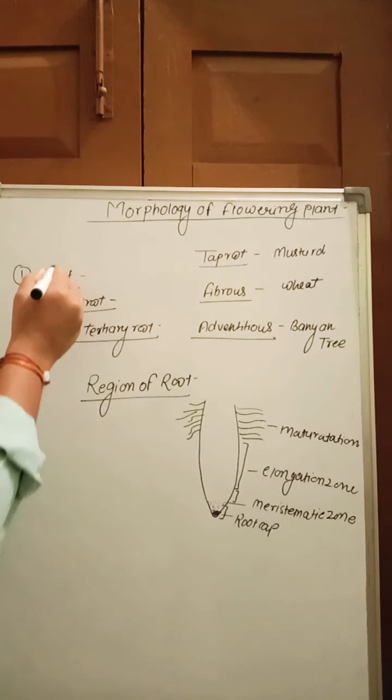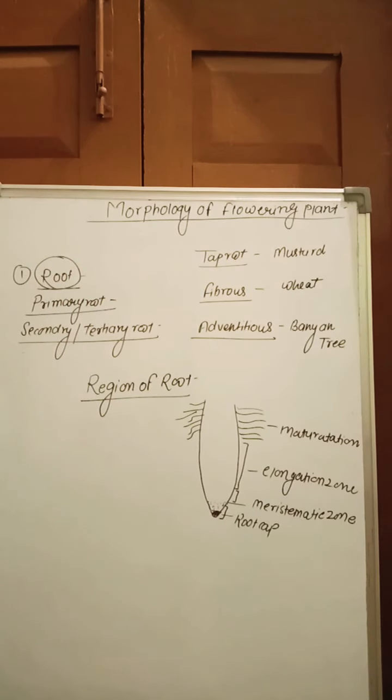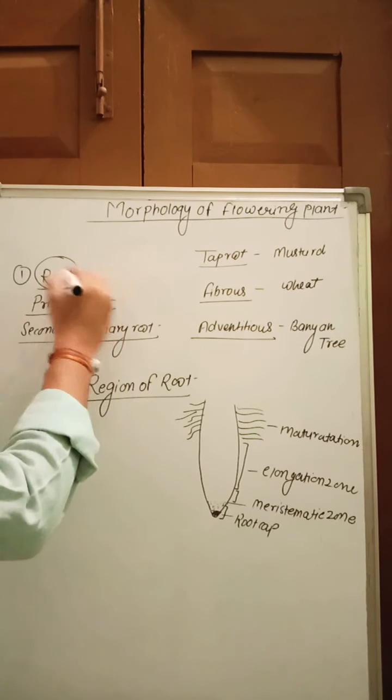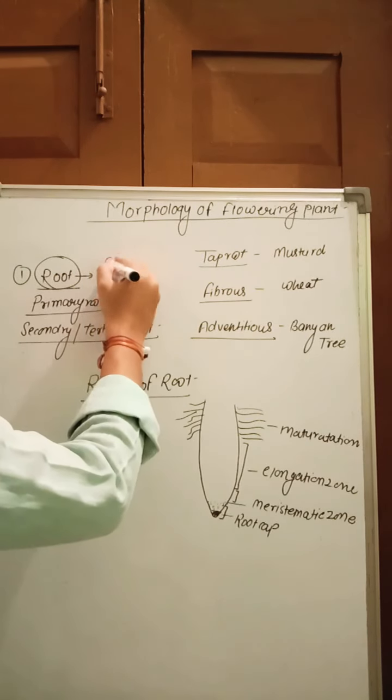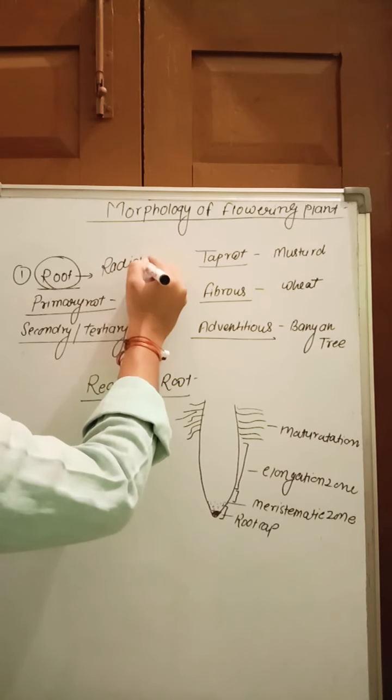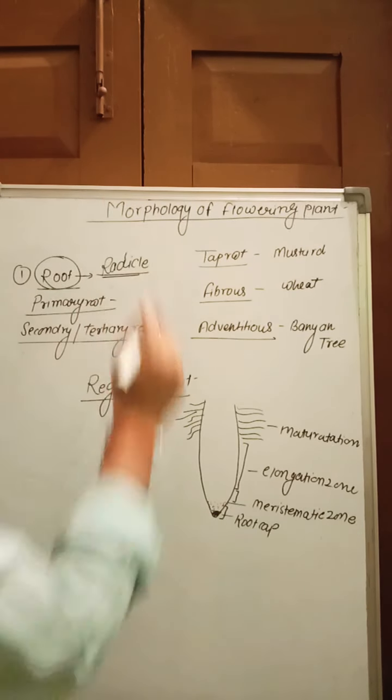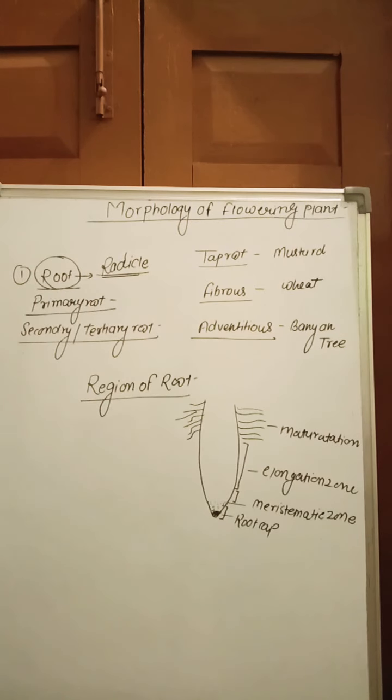So first we take the root. What is the root? The root is the lower portion of the plant which is embedded in the soil. During seed germination, the root develops from the radicle. From which part? Radicle. Above the radicle there is a cap-like structure called the coleorhiza, which covers the radicle and develops into the root.